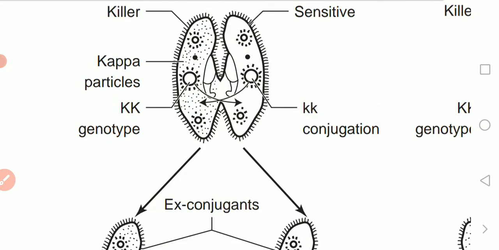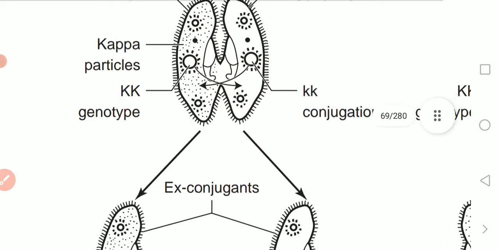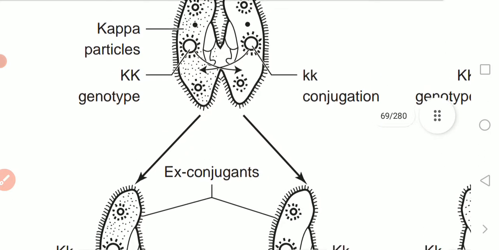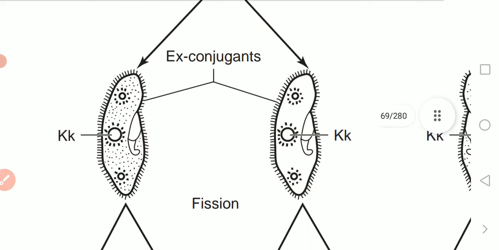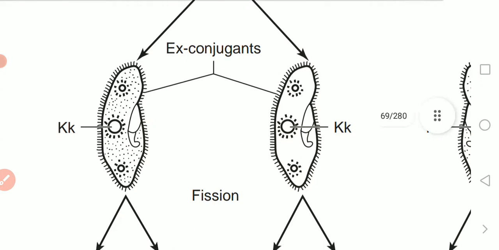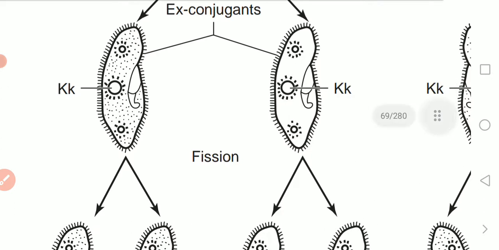Here, I'll explain to you with two Paramecia. First one, this is the one, the exconjugants. In the first diagram, two Paramecia are going to conjugate, to join together, for only 2 minutes.